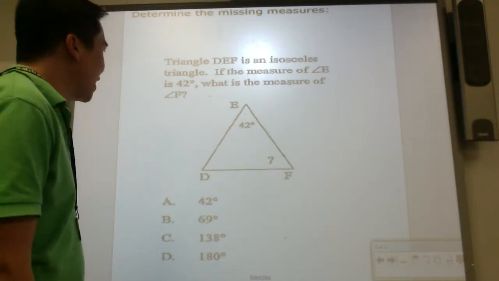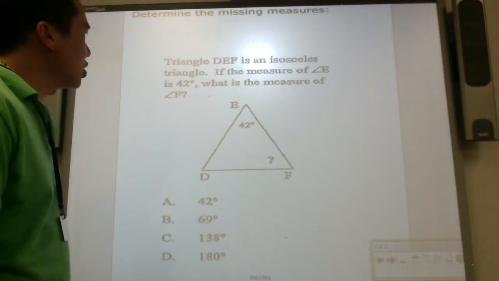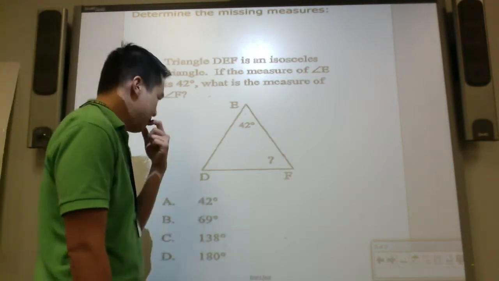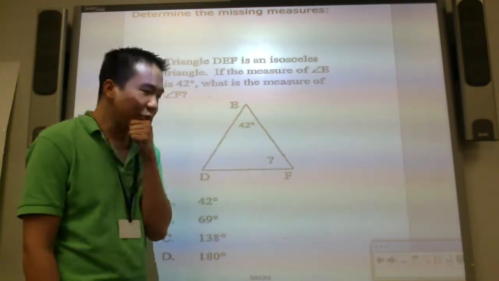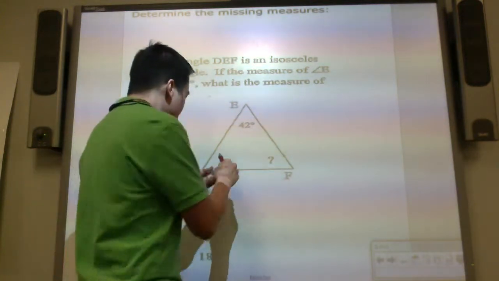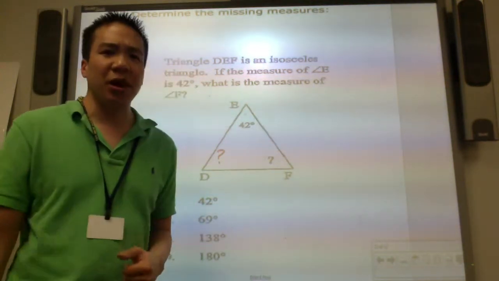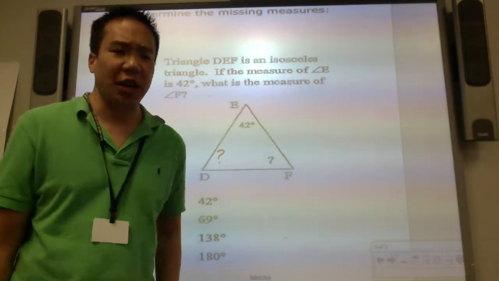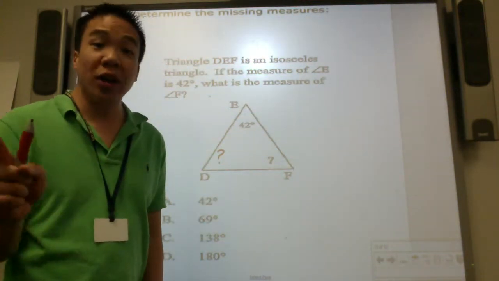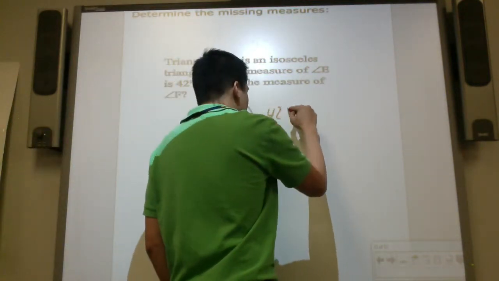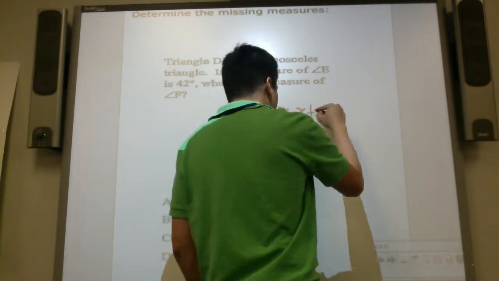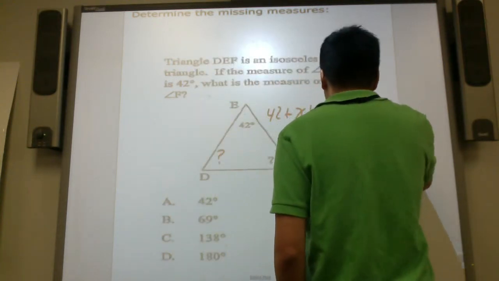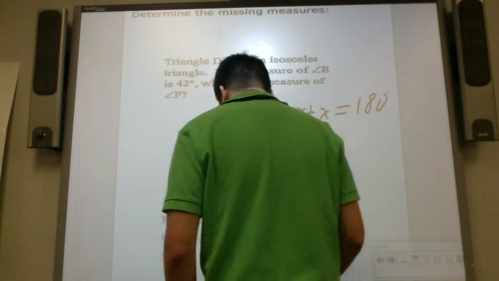If the measure of angle E is 42, what should the measure of F be? Do D and F look the same to you? It does to me. So what do you remember about triangles? Tell me everything about the interior angles of a triangle. It adds up to 180 degrees. So I know 42 plus x plus this x will add up to 180 degrees.